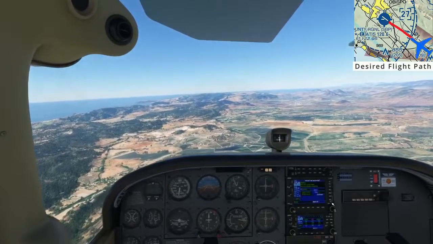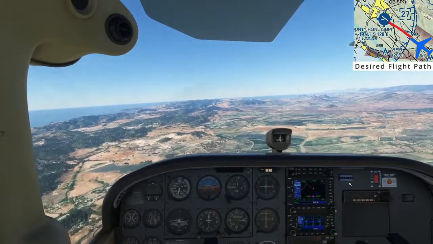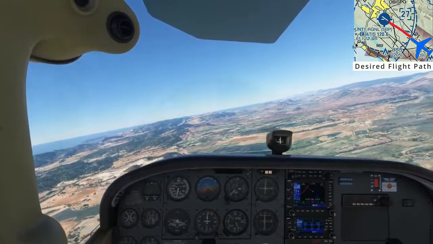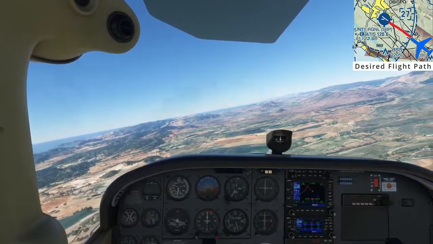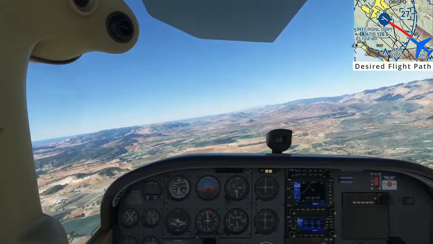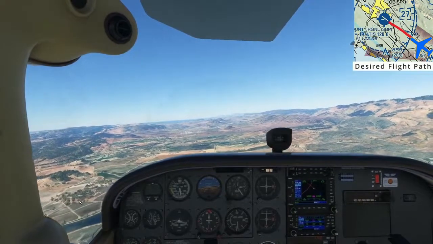This serves as a pattern entry instruction, and this type of instruction can be used for other legs of the pattern too. For example, the tower may instruct you to report a 3-mile right base for runway 29er. But in this current example, with reporting a 3-mile final for runway 29er, even though the tower didn't specifically tell us to enter or join the pattern on the final leg, we've met the Class Delta entry requirements.